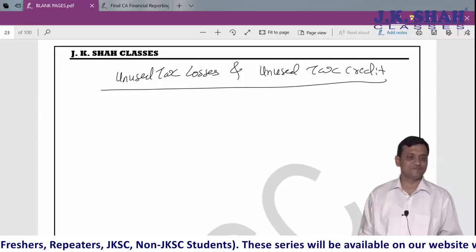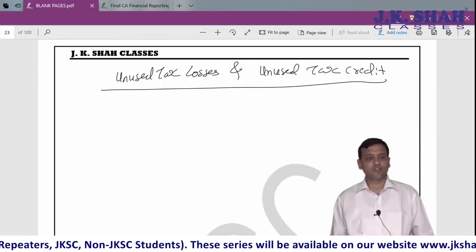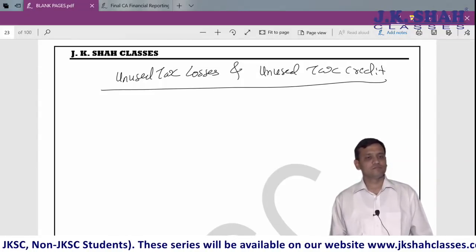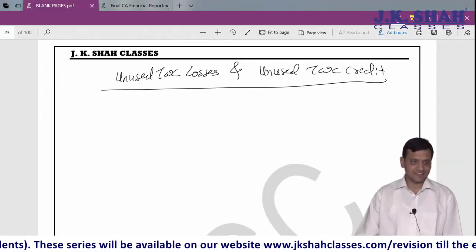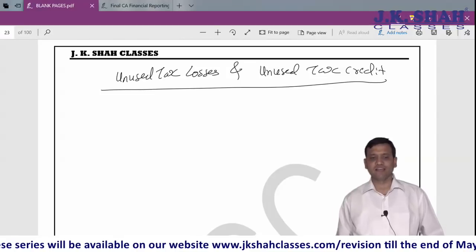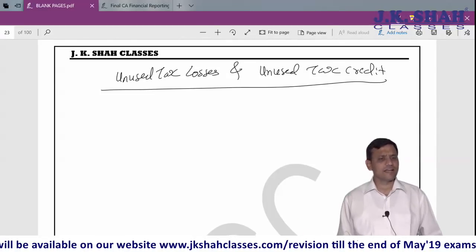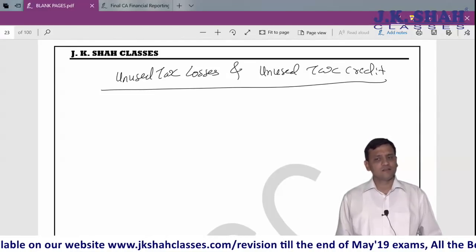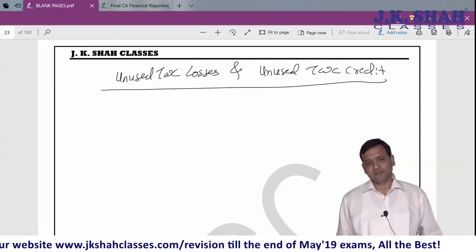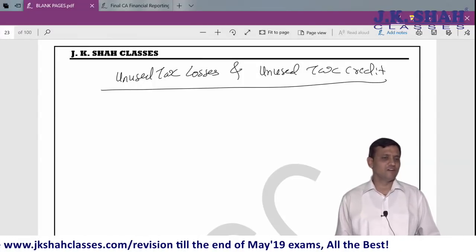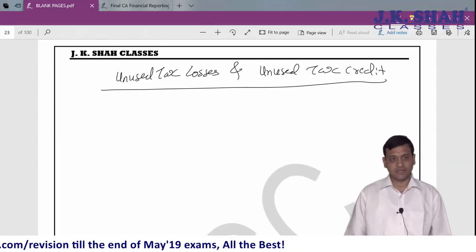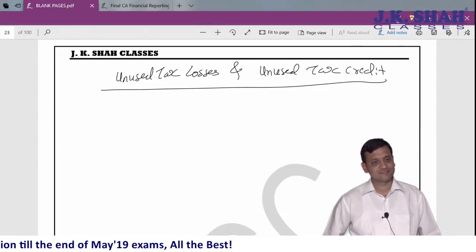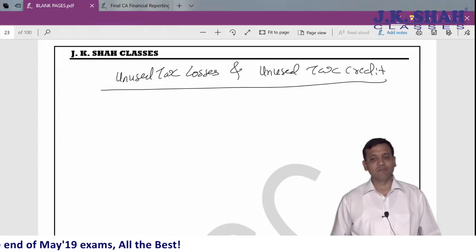New area. Till now we were talking about the difference between the carrying amount of the asset and the tax base. If I make this statement, it looks somewhat weird, but it is reality. When I earn profit, I pay tax to the government, but when I make loss, government pays tax to me.